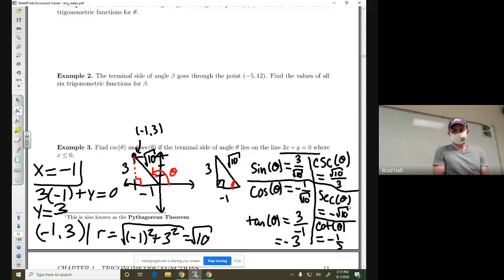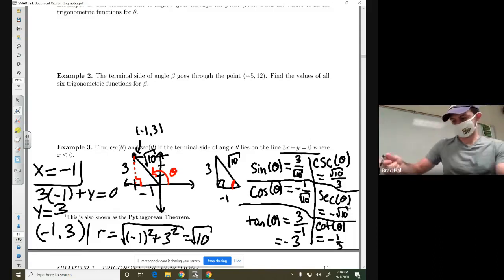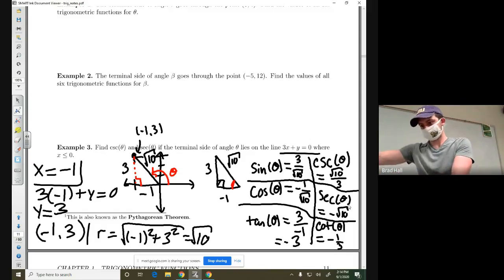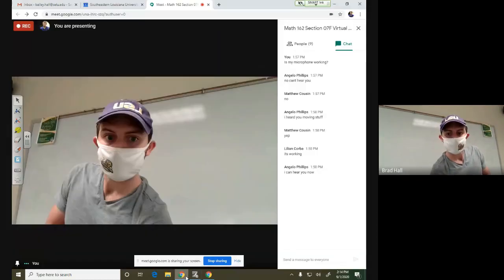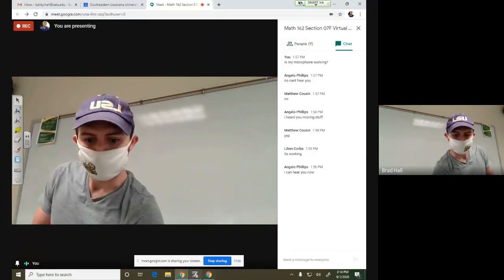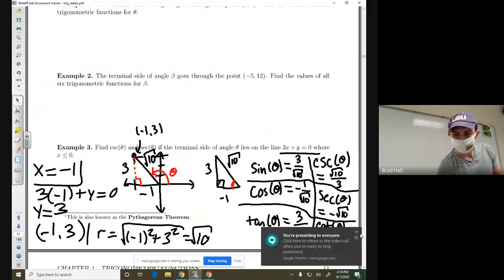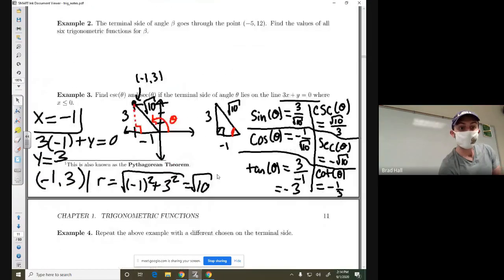So that would be the 6 corresponding trig values. Does anyone have any questions about that process? Is that pretty straightforward? Okay. Google Meet people. Okay, cool. All right, let's move on.